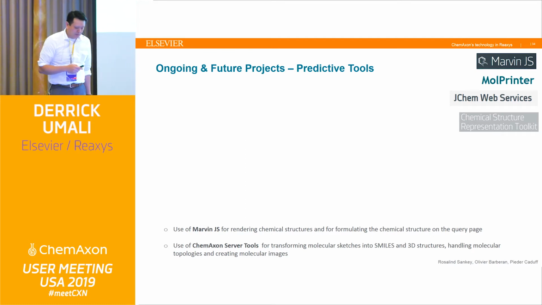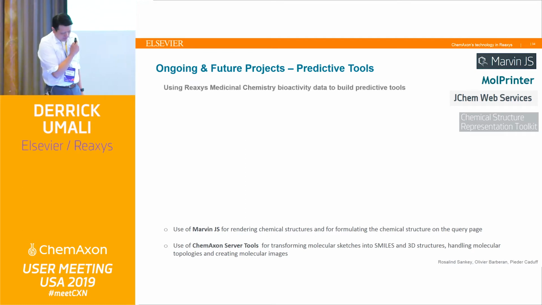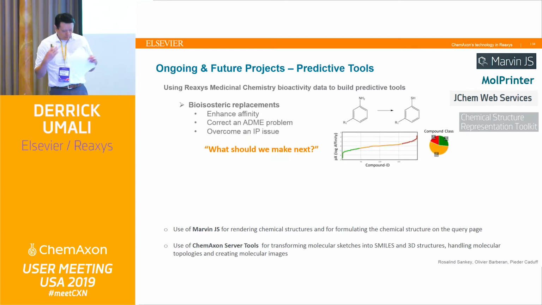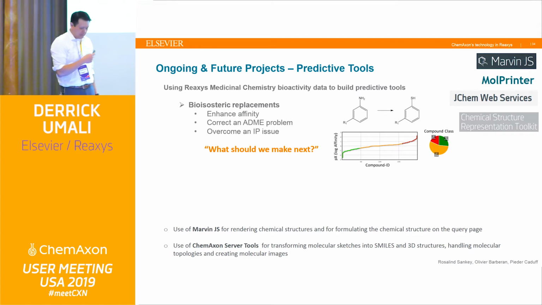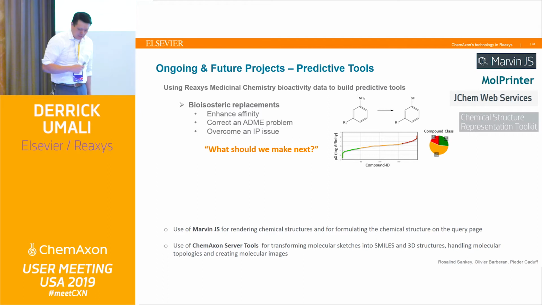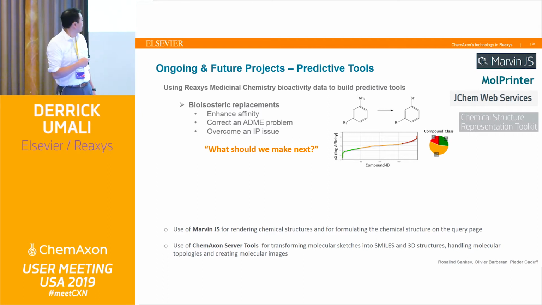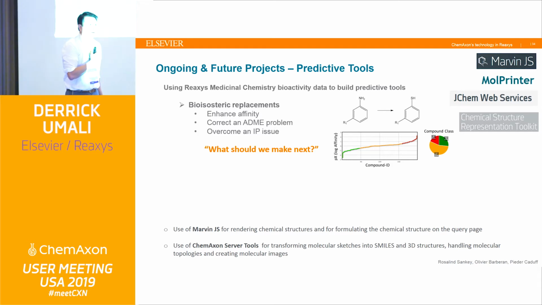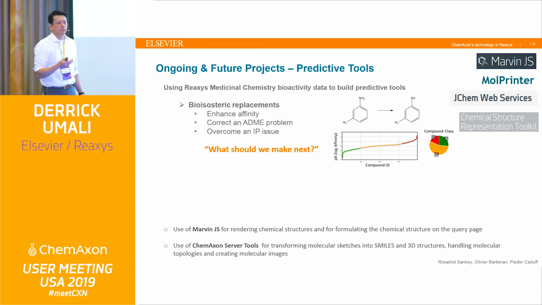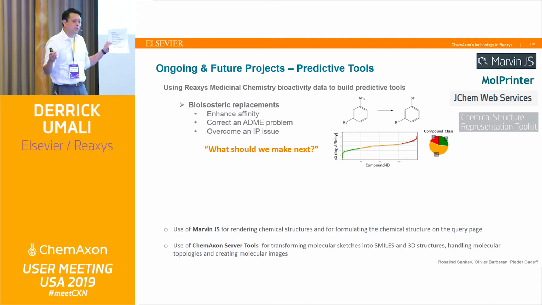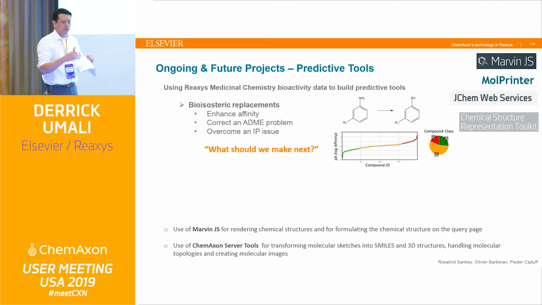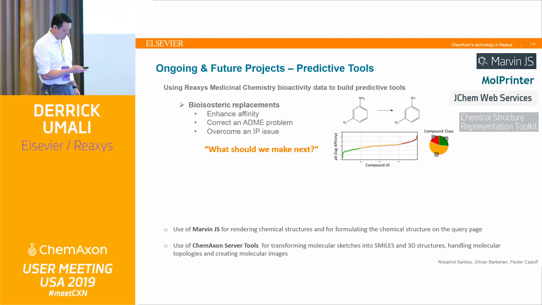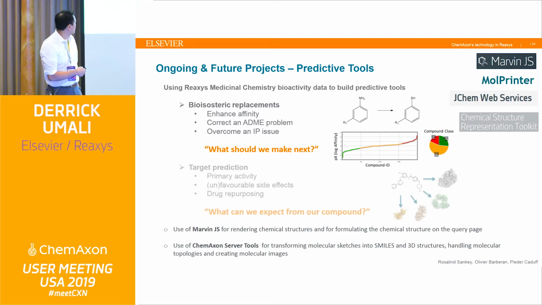Future projects of using ChemAxon's technology in Reaxys are some things that we're looking at. In Reaxys, we're looking at predictive tools using the Reaxys medicinal chemistry bioactivity data. What should we make next? What kind of replacements would enhance affinity, correct an ADME problem, or overcome an IP issue? We have a nice paper with Professor Waller on using AI and machine learning to do predictive retrosynthesis on reactions, looking at the big 45 million reaction hit space and predicting the best reactions to go forward with. That's something we're also looking at.